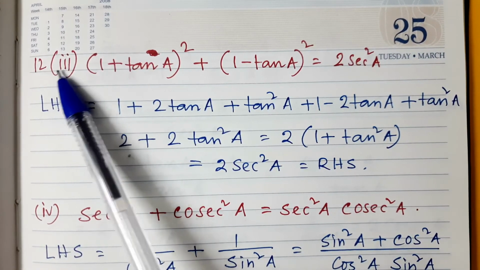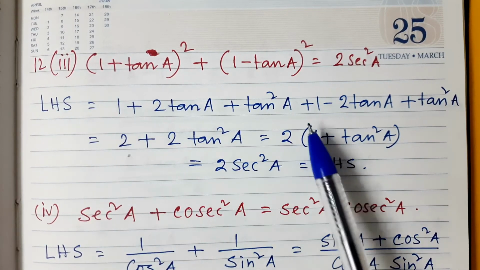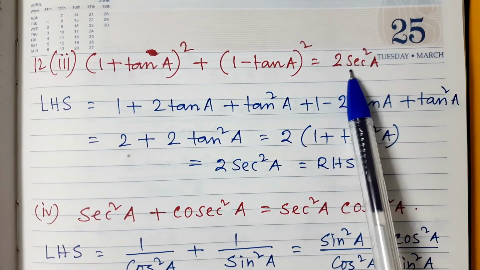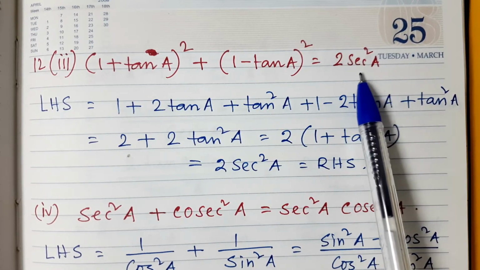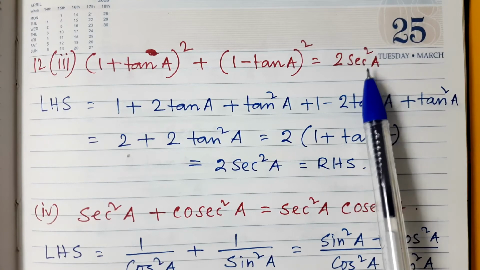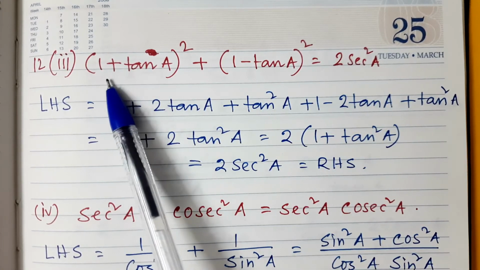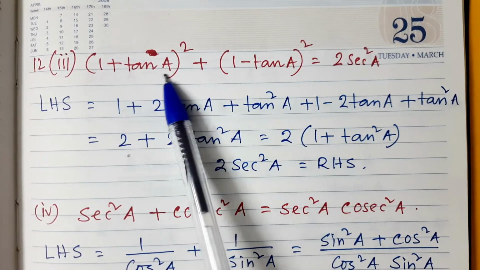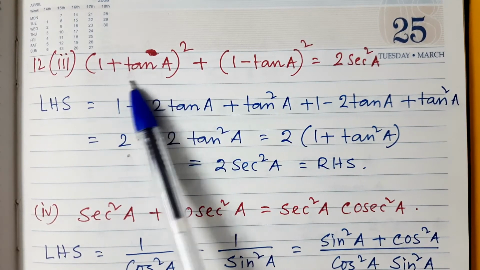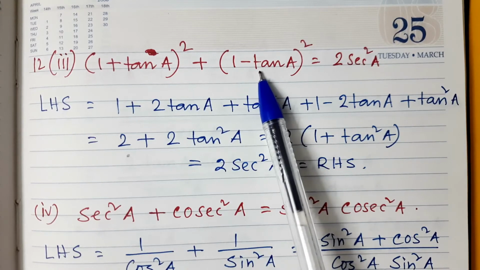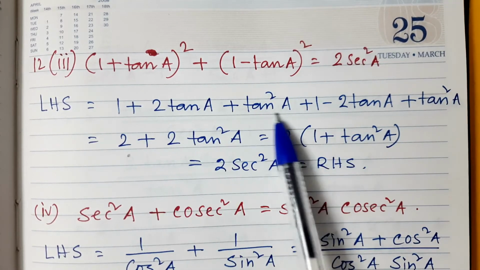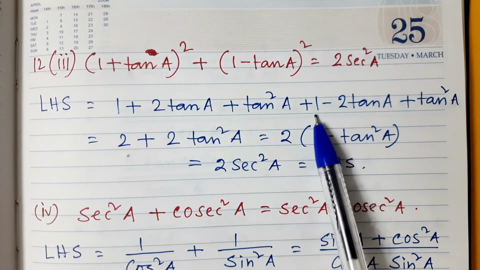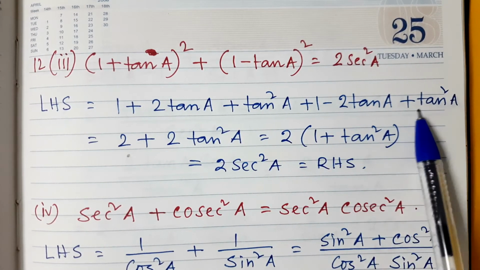Okay. This is problem number 12 part 3. Okay. So here you see that this is the left hand side and this is the right hand side. Okay. So you need sec in the right hand side, and for that I am doing like this. So this is (1 + tan a) whole square and this is (1 - tan a) whole square. So I am straight away applying the formula of (a + b) whole square, and similarly here also (a - b) whole square. Okay. So this will be 1 plus 2 tan a plus tan square a, and similarly plus 1 minus 2 tan a plus tan square a.